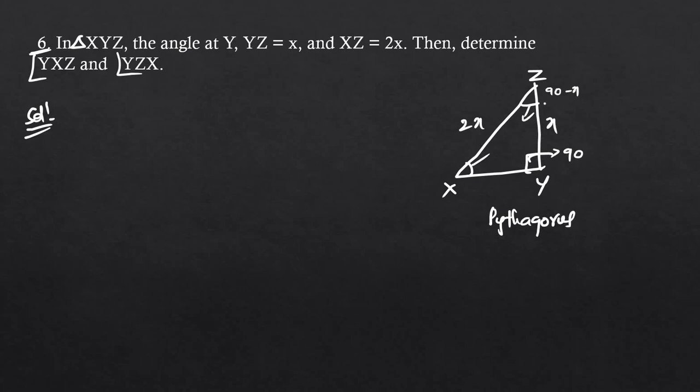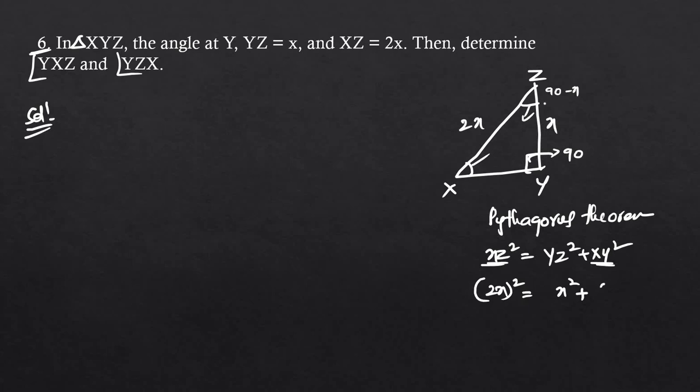Pythagoras theorem. Here the hypotenuse square, XZ whole square, is equal to YZ square plus XY square. So XZ whole square is 2x whole square, and YZ is x, so x square will come here, plus XY whole square. So this is 4x square.